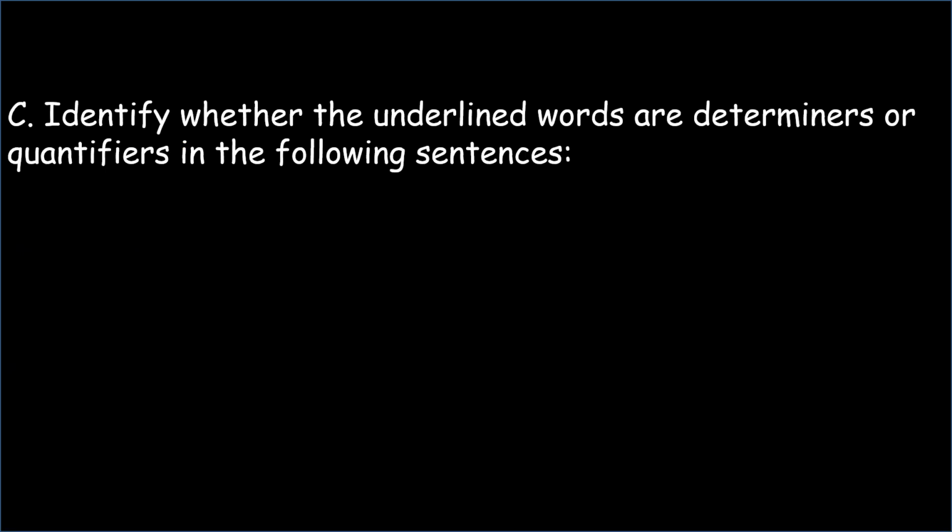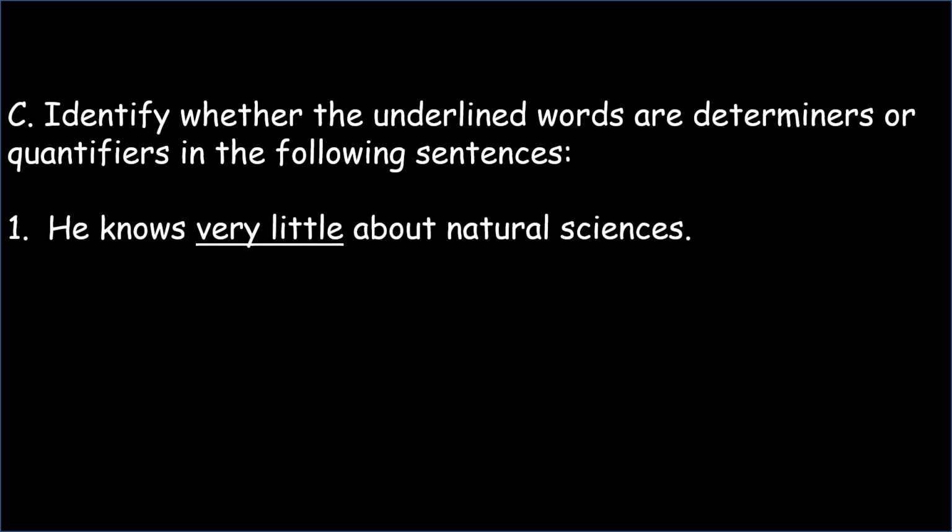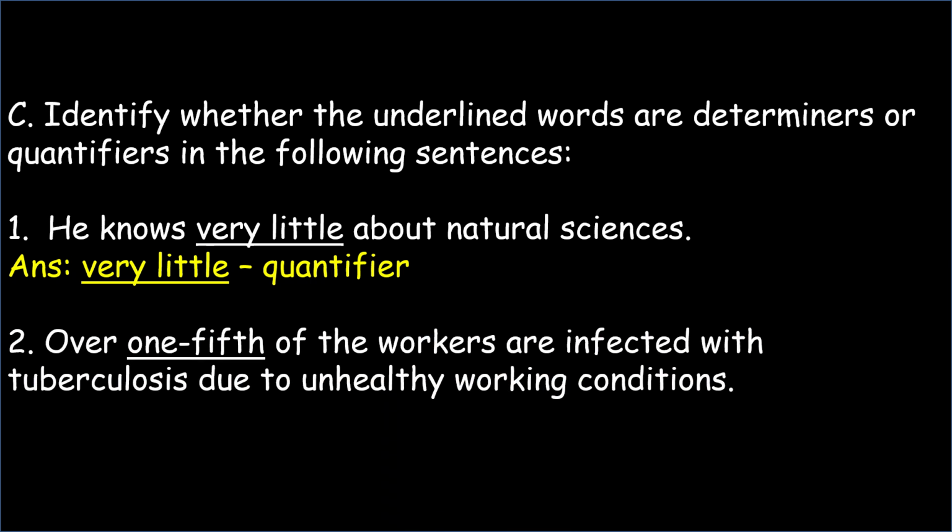Now this is another exercise. Let us identify in this exercise whether these underlined words are determiners or quantifiers in the following sentences. The first sentence. He knows very little about natural sciences. The underlined word here is very little. So what is it? Is it a determiner or is it a quantifier? The answer is very little is a quantifier. The next sentence. Over 1/5 of the workers are infected with tuberculosis due to unhealthy working conditions. The underlined word here is 1/5. So what is 1/5? It is a determiner.